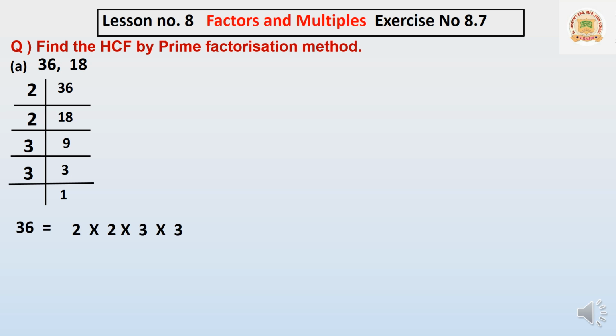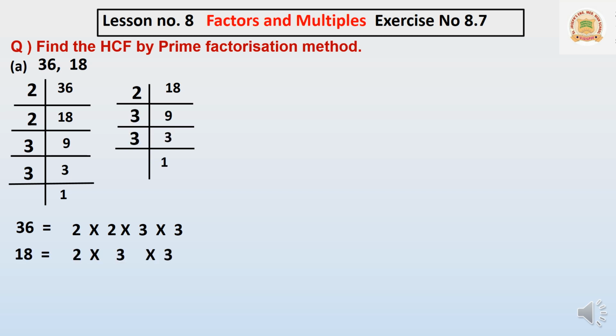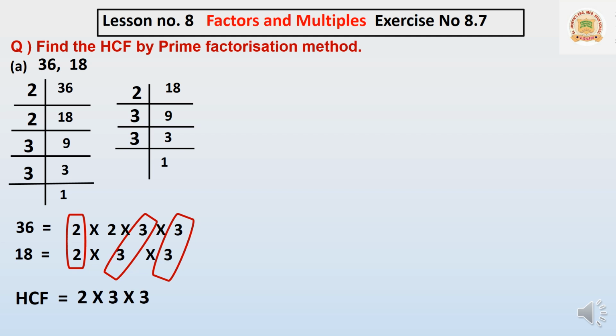Write the factors of 36: 2 into 2 into 3 into 3. 2 2s are 4, 4 3s are 12, 12 3s are 36. Now 18. 2 9s are 18, 3 3s are 9, 3 1s are 3. Now 18's factors are 2 into 3 into 3. 2 3s are 6, 6 3s are 18. Now the common factors, children, 2 and 2, 3 and 3, 3 and 3. Now HCF is equal to 2 3s are 6, 6 3s are 18. So the common factor for both numbers 36 and 18 is 18.